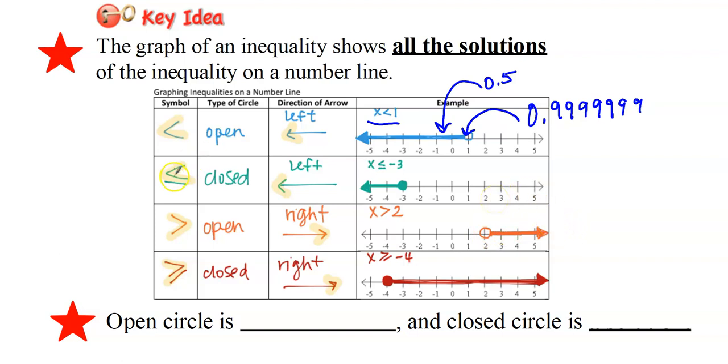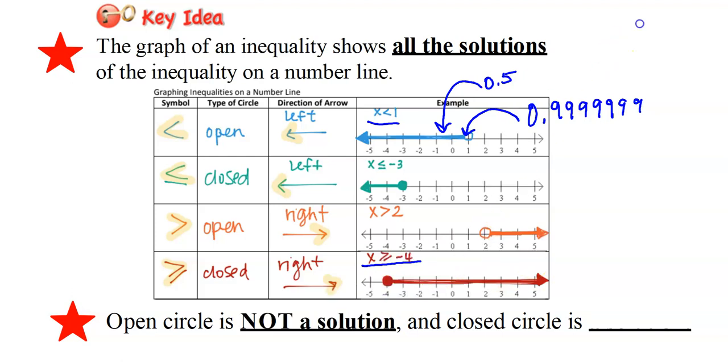And then we have the less than or equal to symbol. And for that one, you just have to remember that we do a closed circle. And the closed circle means it includes -3 and then all of the numbers that are smaller than -3. And same thing with a greater than or equal to. It's a closed circle, and if you're graphing all of the solutions, all of the things that make this true, it's all of the numbers greater than or equal to -4. So I put a closed circle, it includes -4, and then I make my arrow go to the right.